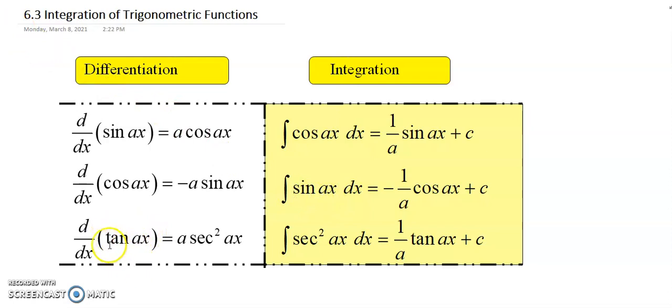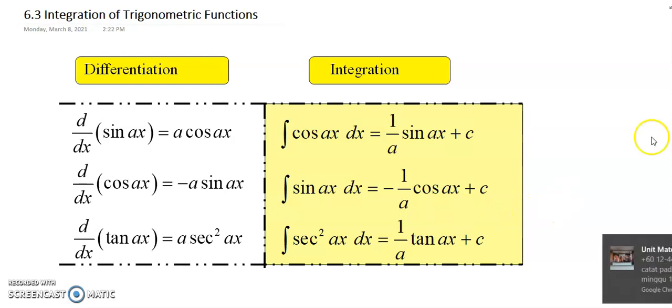The third formula is differentiating tangent ax, you have a secant square ax. Integrating secant square ax, reverse operation, we move the a to the other side. We have 1 over a, and the answer is tangent ax plus constant c. So these are the three formulas you need to know before we proceed to the questions.